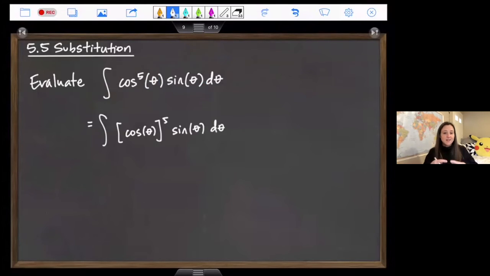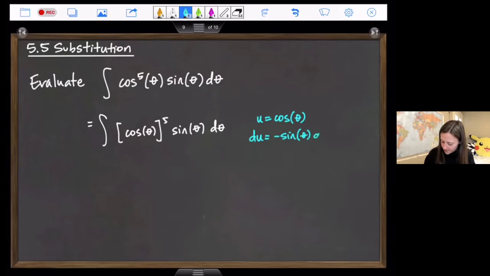So the cosine theta is inside that fifth power function. So I'm going to let u equal cosine theta, so that du is equal to the derivative of cosine, which is negative sine, and a d theta. All right, so I've got cosine theta, that's my u. We're glad that the sine is there. I actually need that sine, so I need a sine theta d theta.